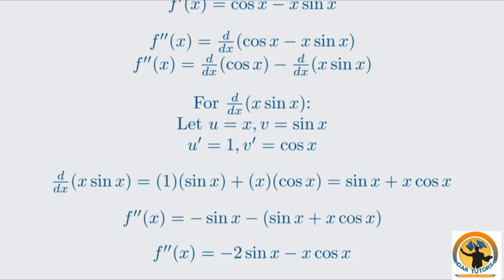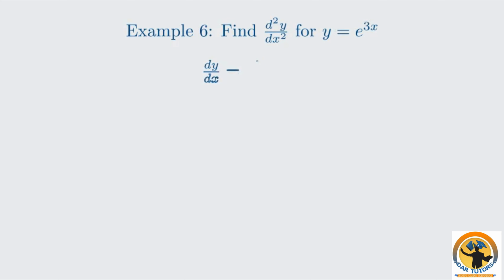This example highlights that finding higher derivatives can sometimes require repeated application of differentiation rules. Let's look at an example involving the chain rule for the first derivative. Find the second derivative of y equals e to the power of 3x. First, we find the first derivative using the chain rule. The derivative of e to the u is e to the u times du/dx.